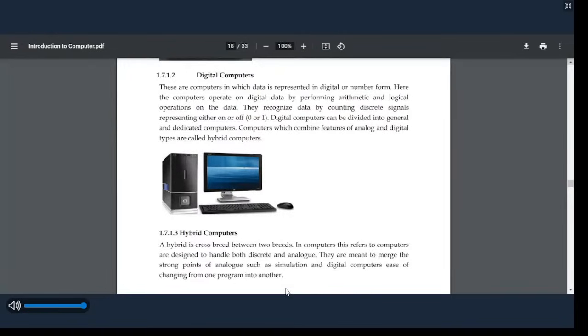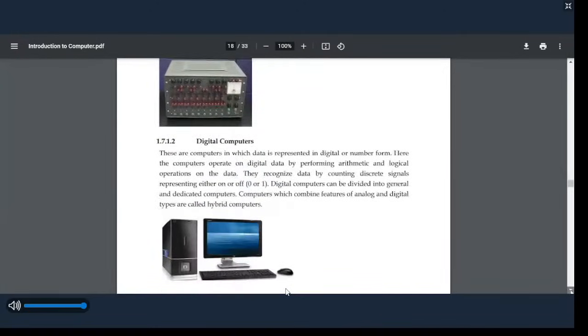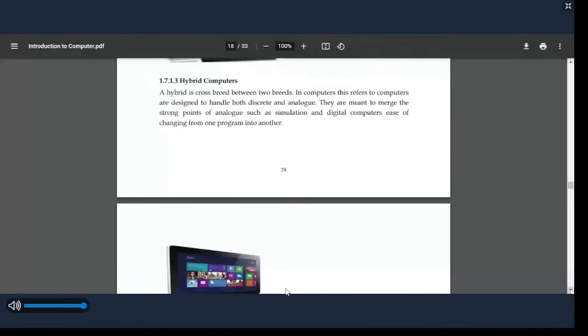Computers which combine features of analog and digital types are called hybrid, which is the next. So let's move to hybrid and you see what hybrid is. A hybrid computer is a crossbreed between two breeds. In a computer, this refers to computers that are designed to handle both discrete and analog. They are meant to merge the strong points of analog, such as simulation, and digital computers' ease of changing from one program into another.